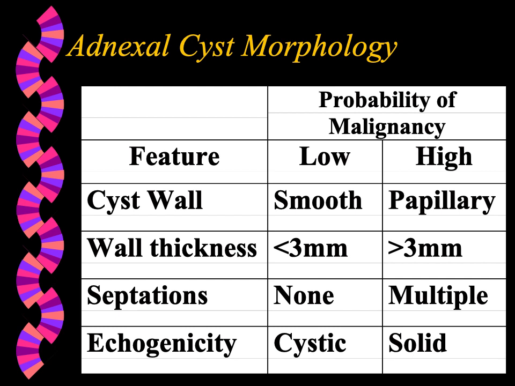If the cyst wall is entirely smooth, that's a low probability of malignancy. If it's got papillations or is bumpy, that's a high suspicion of malignancy. If the wall thickness or the septations are less than 3 millimeters, that's a low probability of malignancy. And if it's greater than 3 millimeters, that's higher suspicion for malignancy. If there are no septations and it's entirely simple, that's reassuring. If there are more septations, that's more suspicious. And if there are solid components, that would be suspicious for malignancy. And if it's entirely cystic, that's a low probability.